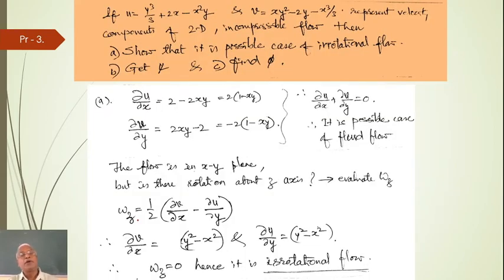Okay, if u and v are given by these expressions, which represent velocity components of a 2D incompressible flow, then show that it is a possible case of a rotational flow, and get psi and find phi. Okay, here there are three things that we have to find. First of all, we should show that it is a rotational flow, then find out psi, find out phi.